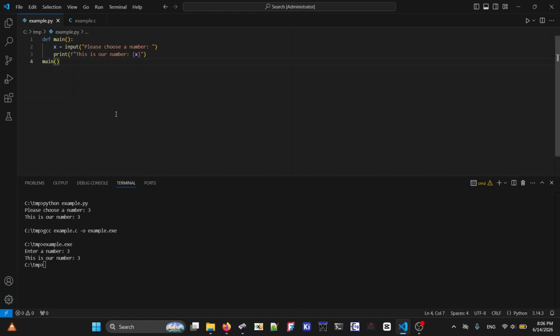Now, this program has a lot of abstraction. It doesn't really explain how what is happening works under the hood. And if you want to know that, we'd have to move to something that has lower abstraction, like C.